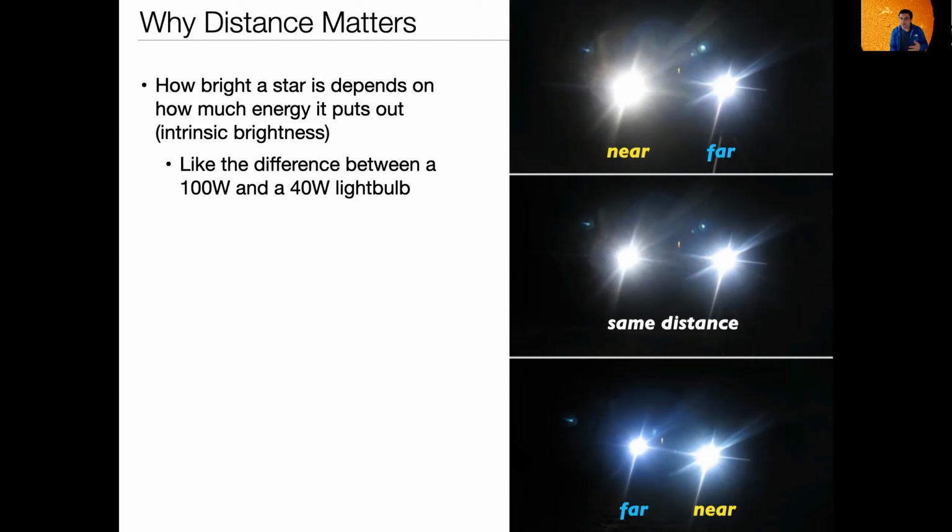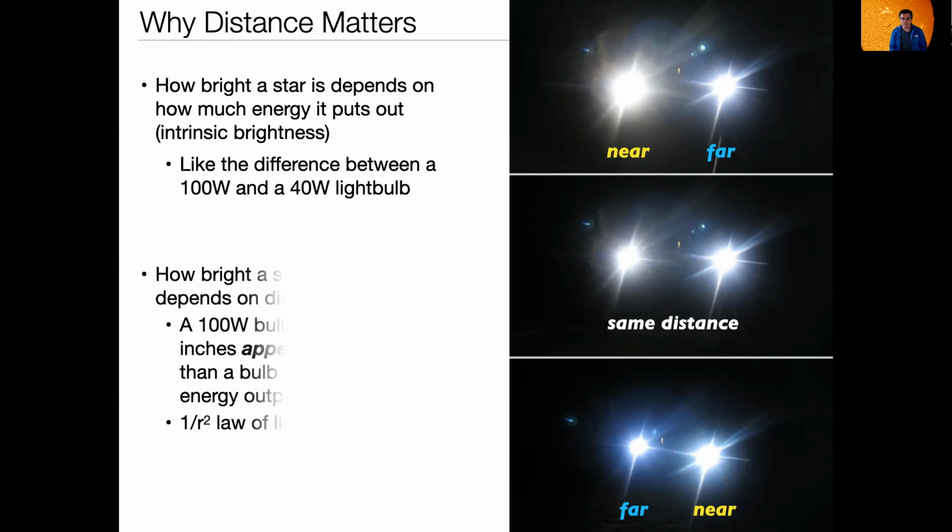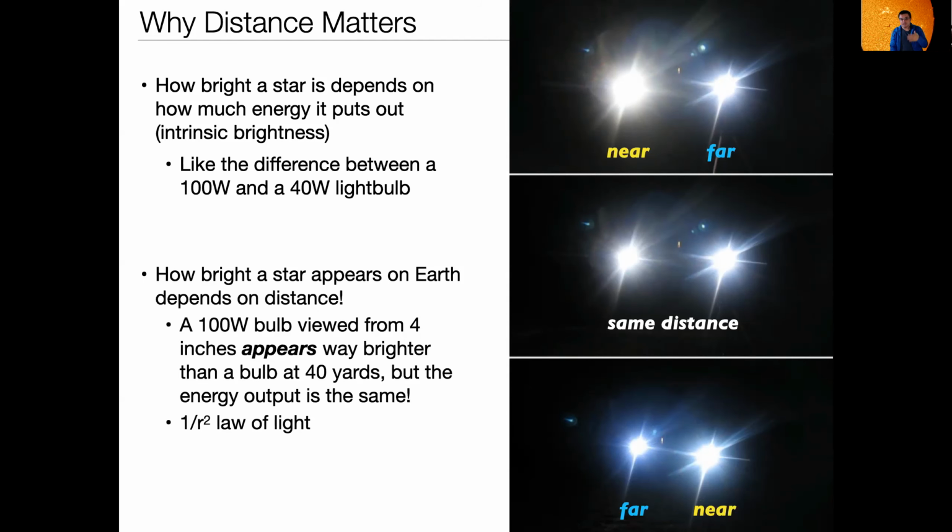Okay, so distance plays a huge role in our interpretation of what the physical brightness of an object is. But if I'm a planet living near a star, what I care about is the intrinsic energy that you give off. I care if you're a 100-watt star or a 40-watt star. So how bright a star looks depends on the distance.